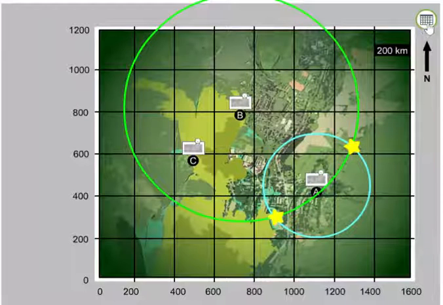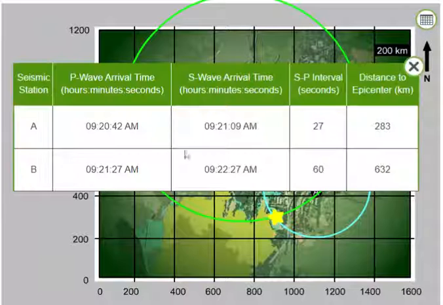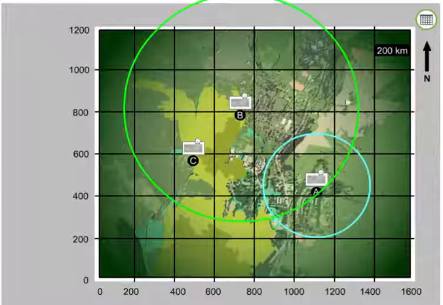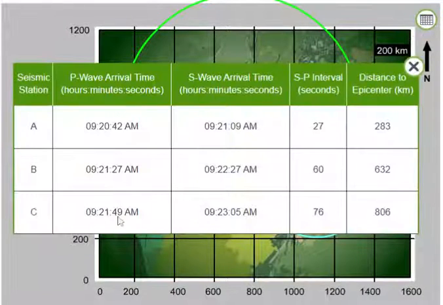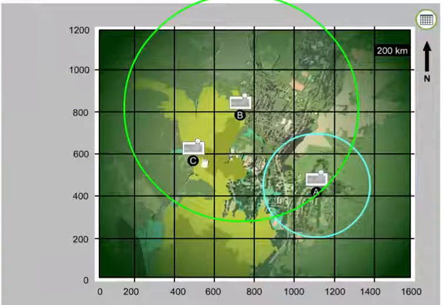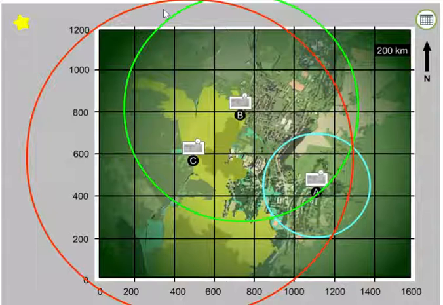We get our data from station 3, or C. Station C, when it comes in, says 9:21 and 49 seconds a.m. That's the primary. The secondary, 9:23 and 5 seconds. That's a 76-second interval, which means 806 kilometers away from station C. So the circle here is significantly larger.